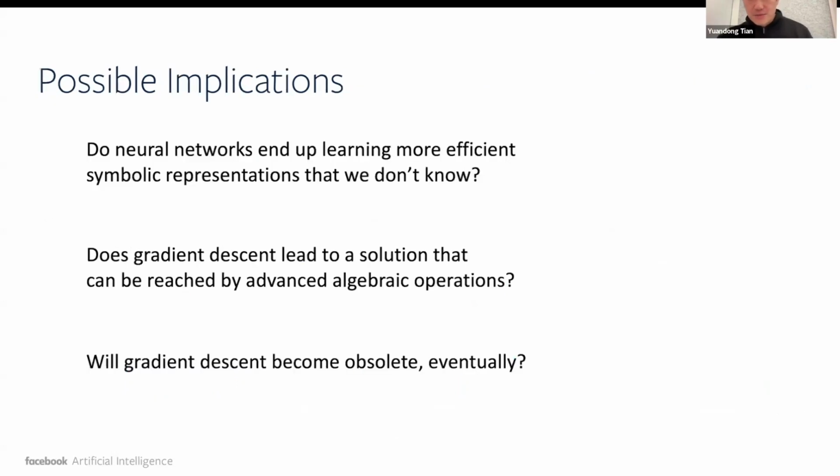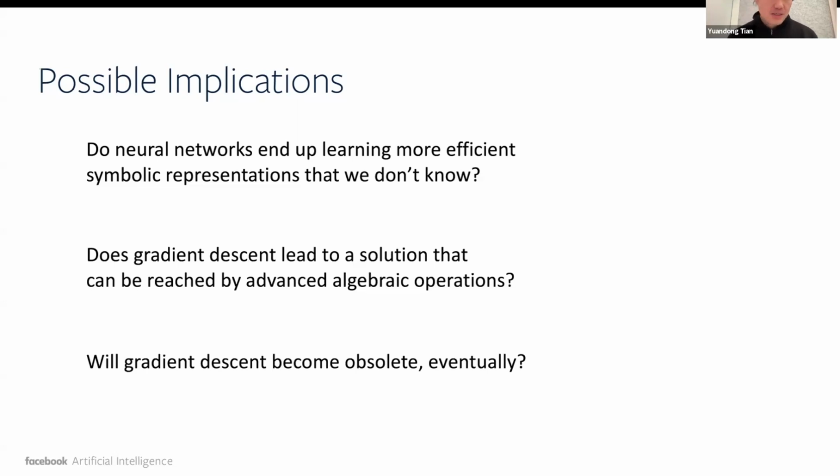But the implication of this line of research is, first of all, that it's very surprising that the gradient descent solution ends up with a solution that is explainable by symbolic systems, right? So maybe one question would be, does the neural network end up learning a more efficient symbolic representation that we don't know about? Now we know something because we constructed such algebraic structure. But maybe in the future, for more complicated tasks, you can also construct such structures so that gradient descent can converge to that, right?